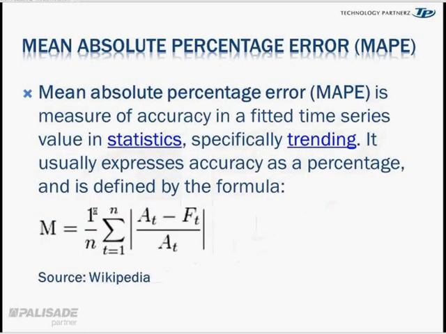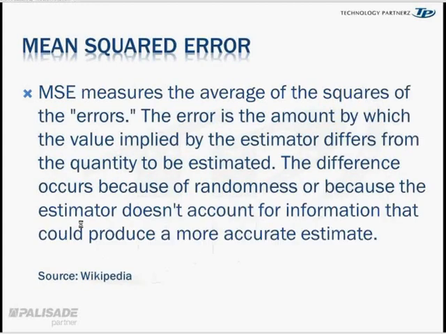Some of the tools that we could look at: when you take your forecast and you back test it, you could also use mean absolute percentage error. So you're basically looking at the accuracy of a fitted time series in terms of statistics with trending. And we've included the formula. All these methods are well covered in Wikipedia, or my favorite learning instructor, Master Google.